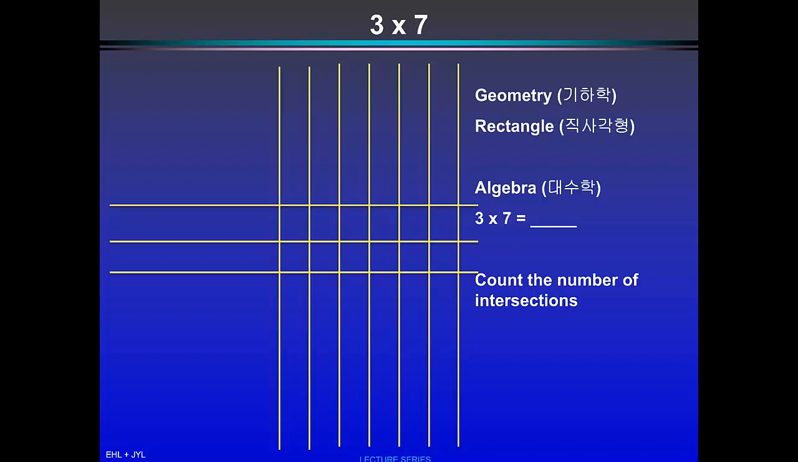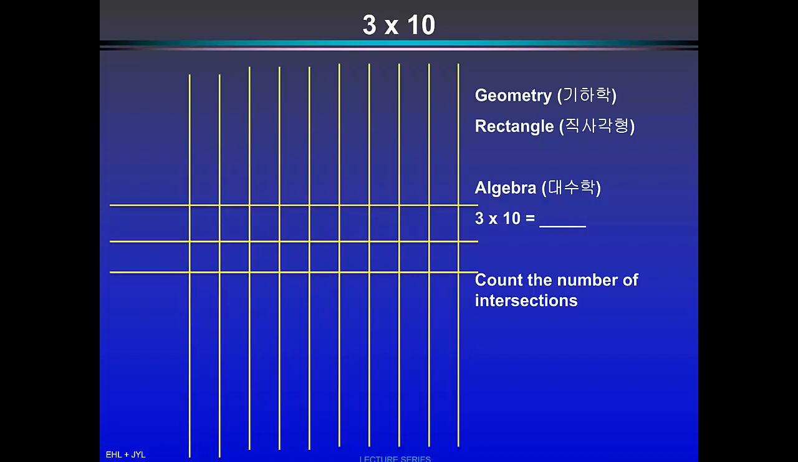3 times 7 is 21. 3 times 8 is 24. 3 times 9 is 27. And 3 times 10 is 30. 3 times 11 is 33. 3 times 12 is 36.